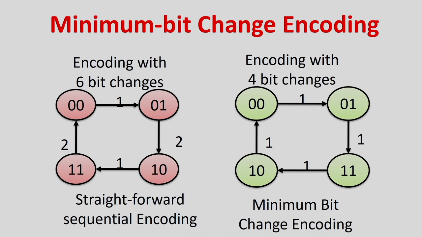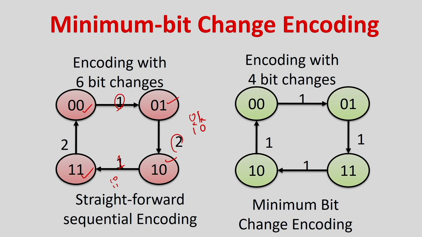This is an example of minimum bit change encoding. This is a 4 state counter, a 2 bit counter with very simplistic counting. If you encode the states with 00, 01, 10 and 11, simplistic encoding, then for each transition, what is the bit change? For the first, the bit change is 1. For 01 to 10, both bits change, so the Hamming distance is 2. For 10 to 11, the Hamming distance is 1.